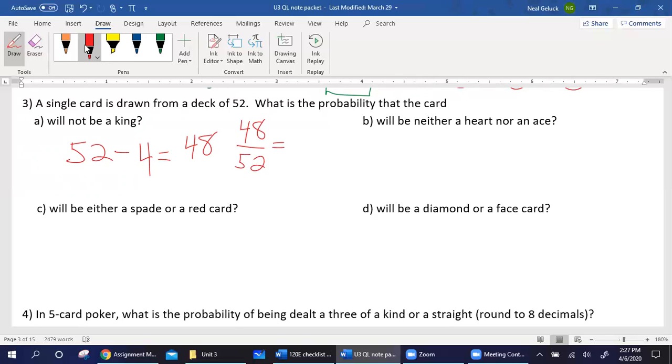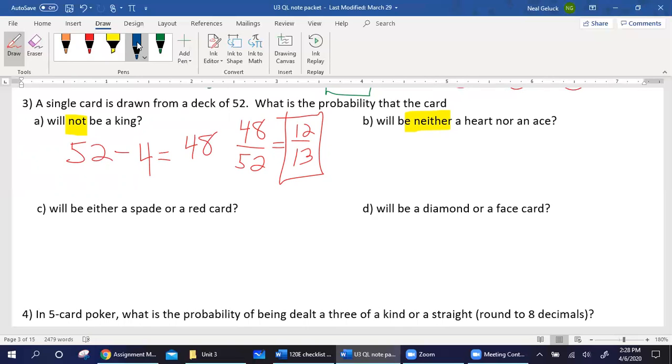You can reduce that. 4 goes into both of these, and it becomes 12/13 as a reduced fraction. So I have a 12 out of 13 chance that if I picked one card, it would not be a king. So that was the word not. Neither is synonymous with that in this context. What's the probability that it will be neither a heart nor an ace?